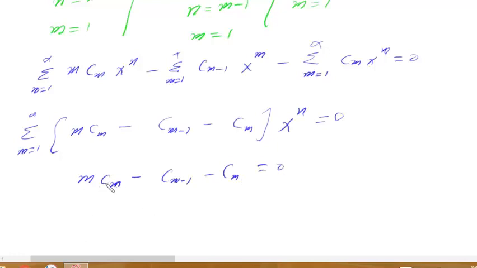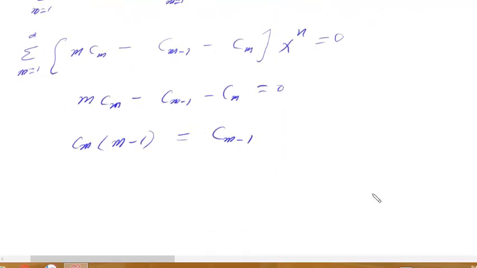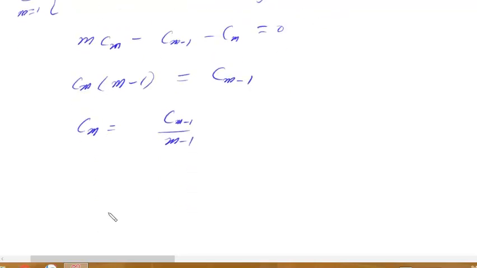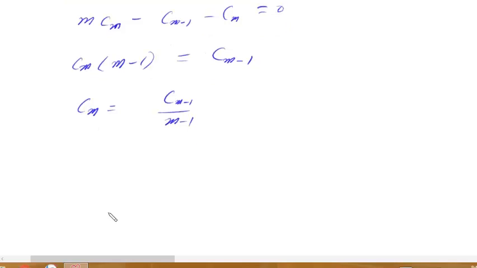Okay, then we take cm common: cm into m minus 1s. This is minus 1s, and we transfer this term to this side, and then this is equal to cm minus 1s. Then cm is equal to cm minus 1 divided by m minus 1s. Then we put the values of m and we get the constants c1, c2 and c3.